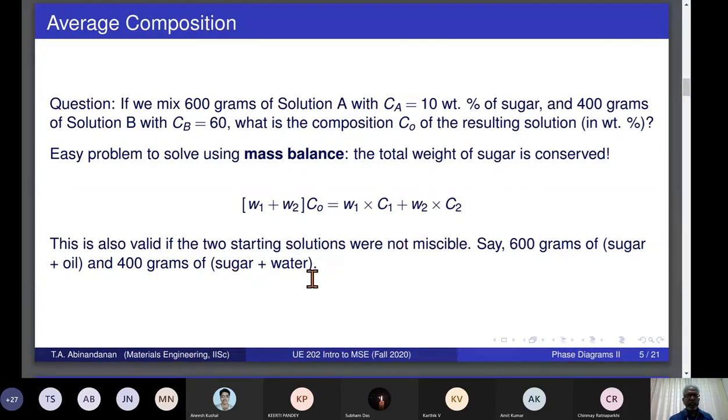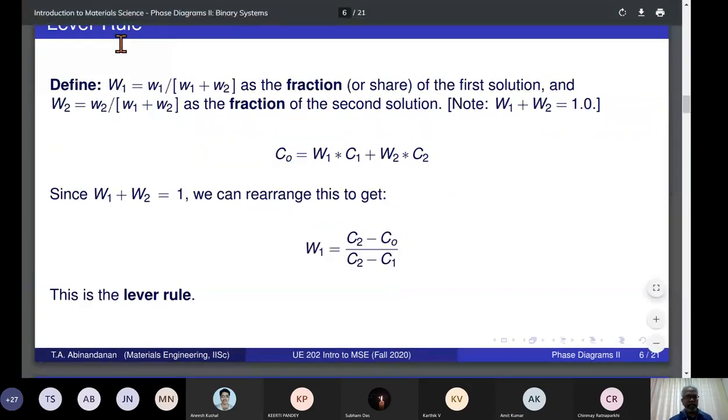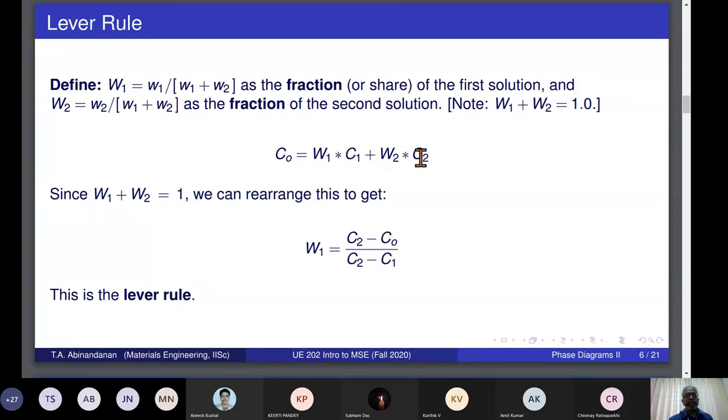Sugar and water solution. So this sort of equation would be valid there as well. The reverse problem is what we deal with in the case of the Lever rule. So given an average composition, and given the compositions of one phase and the other phase, and in the context of the previous problem, one solution and the other solution, then you can ask this question: what is the amount of the original solution that you took?